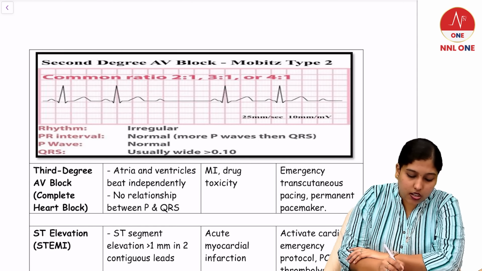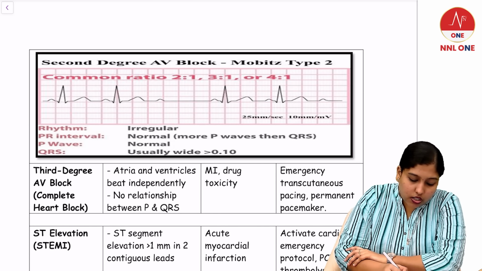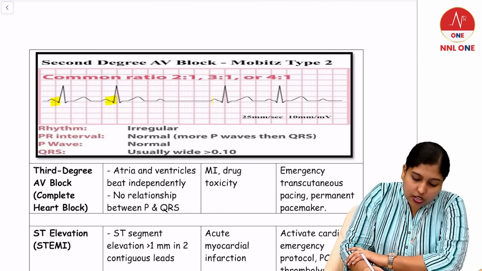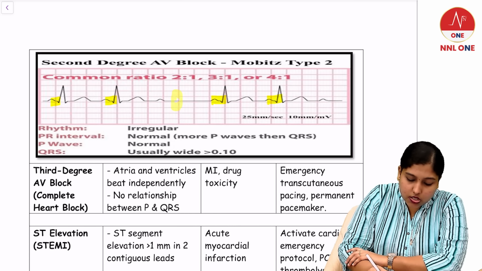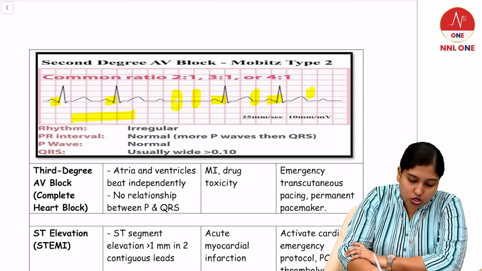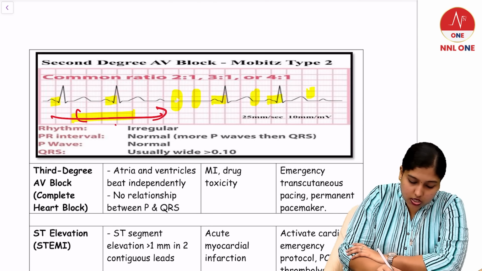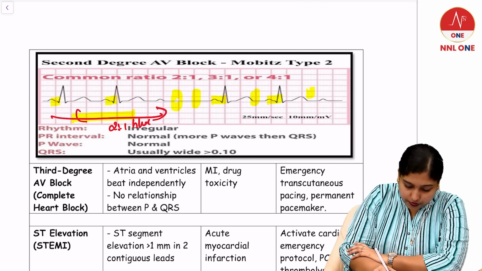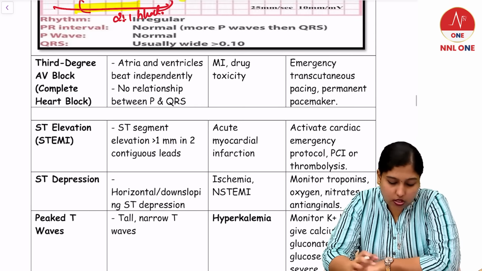So you can see the Mobitz type 2 heart block here. The PR intervals are constant, but you can see there is a lot of drop in the QRS complex. So this is a 2:1 block. This particular pattern indicates a 2:1 block. Okay. Next we are coming to the third degree.